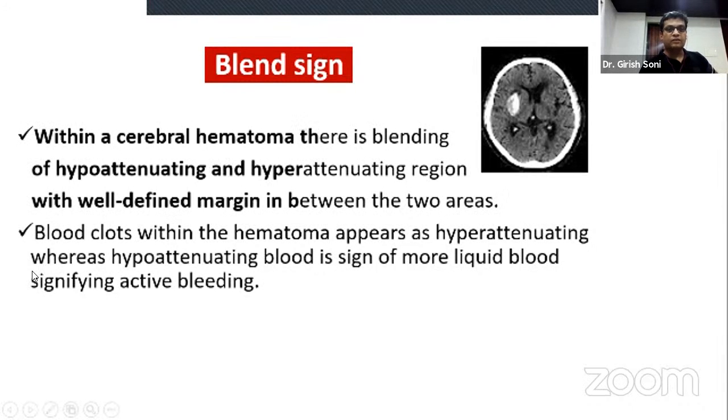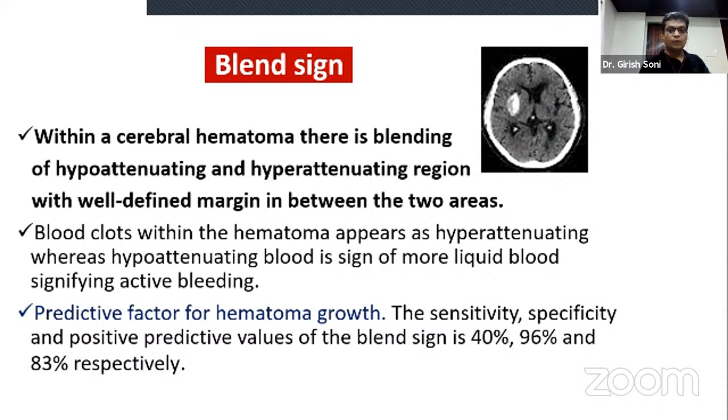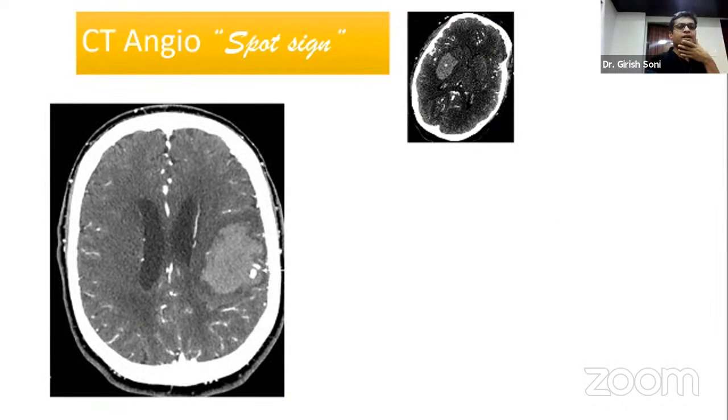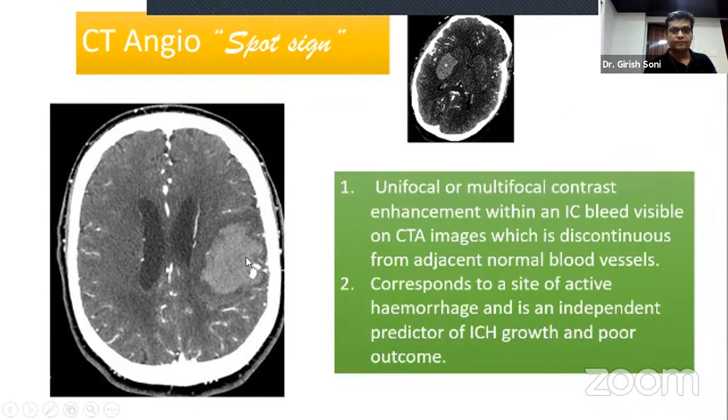Within the cerebral hematoma, the hypoattenuated area represents liquid blood, which signifies active bleeding, and the hyperattenuated area represents clotted blood. The blend sign predicts hematoma expansion with specificity and positive predictive value of almost 90%. There is one more sign with contrast, the CT angio spot sign, where on contrast CT we see unifocal or multifocal non-uniform contrast enhancement representing the site of active bleeding, the ruptured blood vessel. Again, this predicts hematoma expansion in intracerebral bleed.